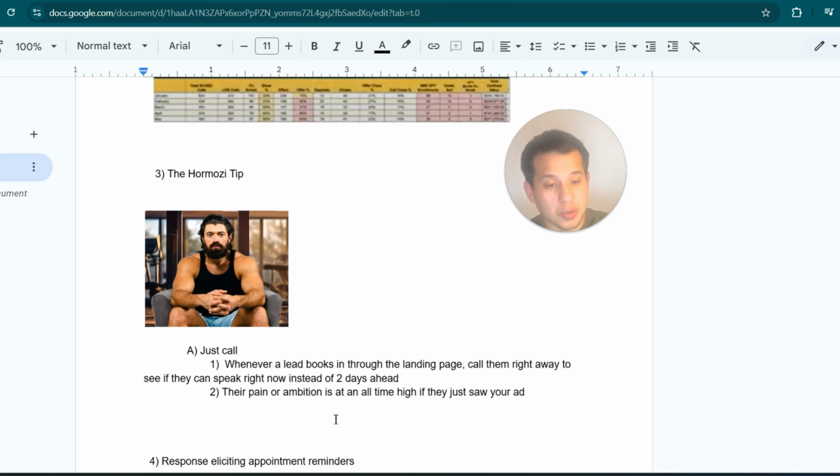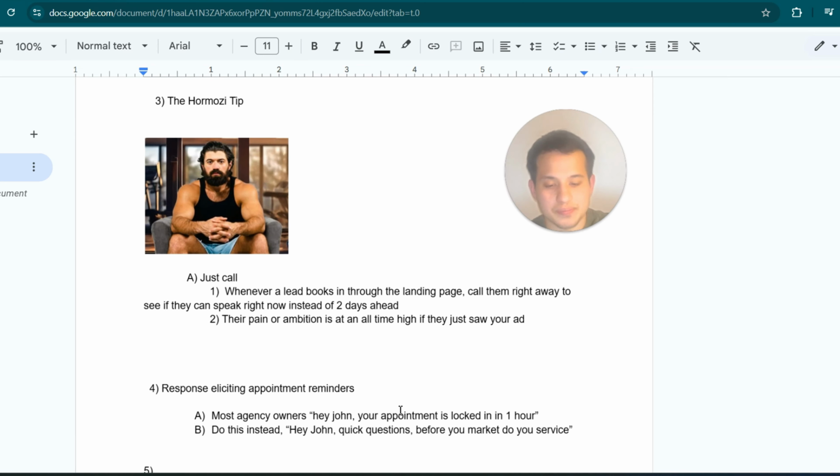Another point about this is, if they're going through your funnel, watching your ad, or speaking to you in a cold DM, cold outreach or cold call, their pain or ambition is at an all-time high. That means they're more likely to close. Not only that, they'll most likely show up because they're actually thinking about ways to solve their problem. They're like, oh, I saw this guy's ad, or this guy reached out to me about this specific thing, let me speak to him. It just makes sense.